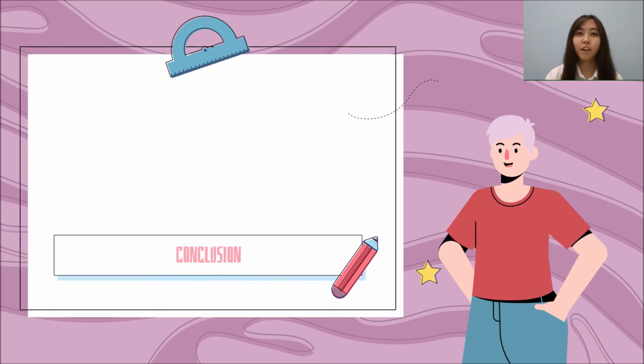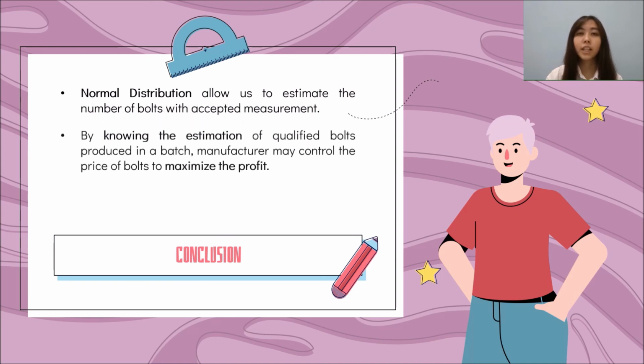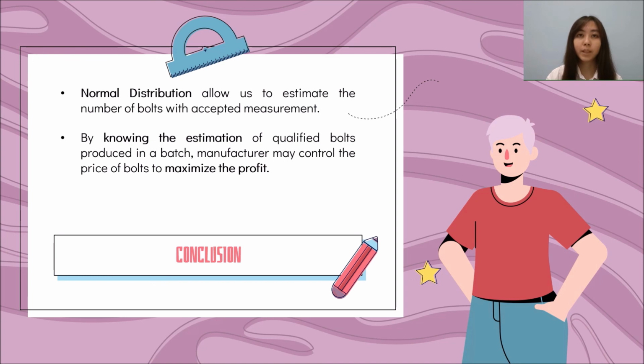This is the conclusion of our assignment. From the application shown, normal distribution allows us to estimate the number of bolts with accepted measurement. By knowing the estimation of qualified bolts produced in a batch, manufacturers may control the price of bolts to maximize their profit. To sum up, normal distribution can also be applied to analyze other industrial products.